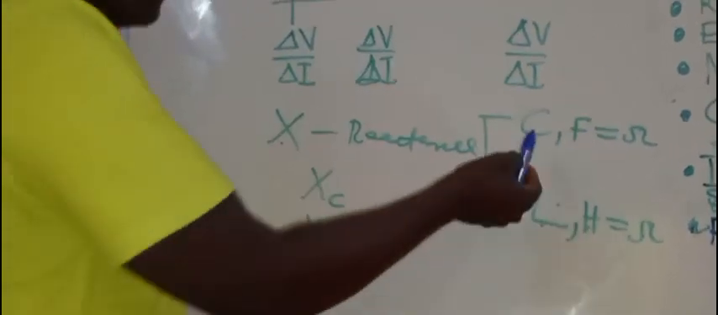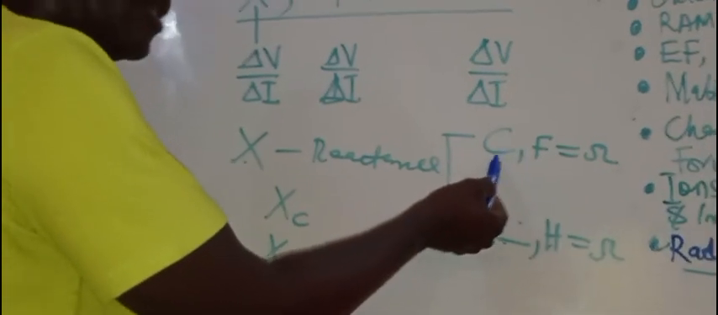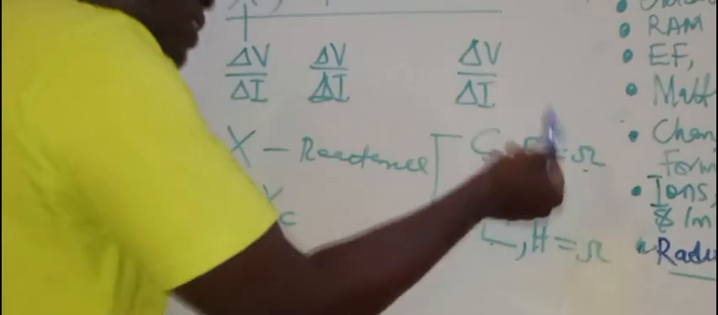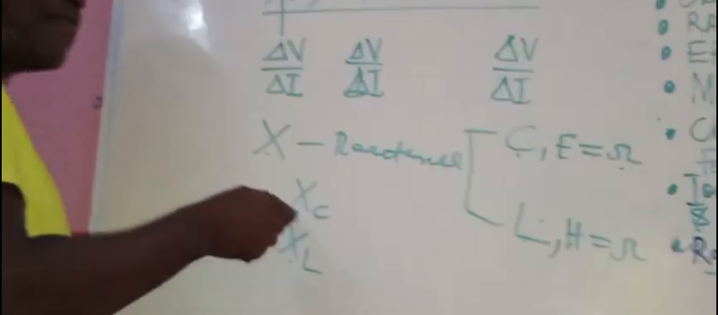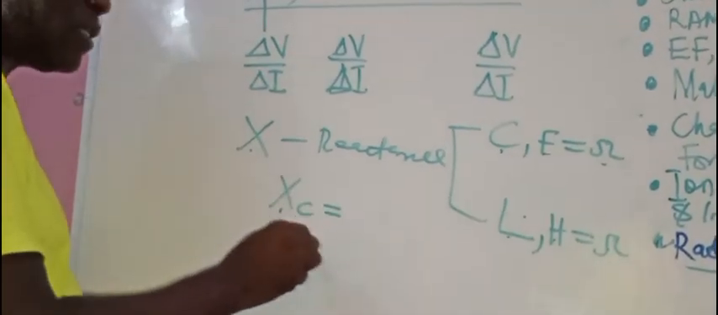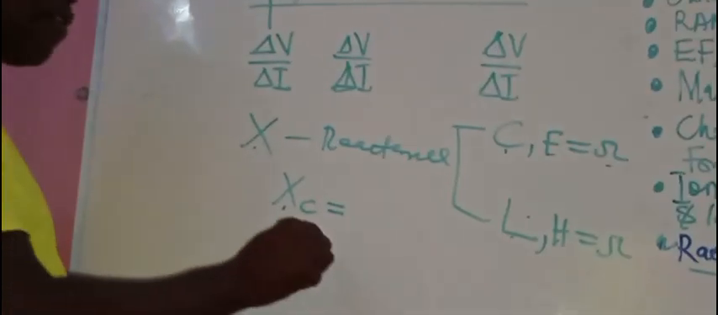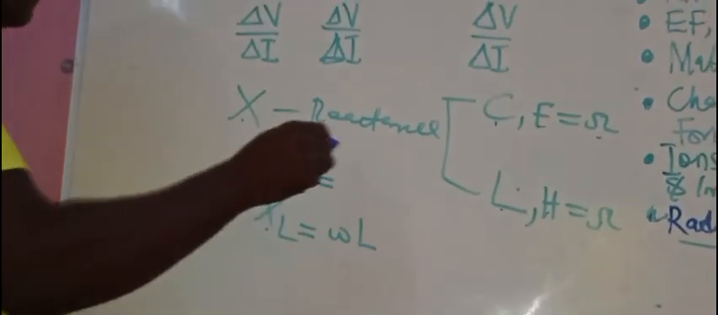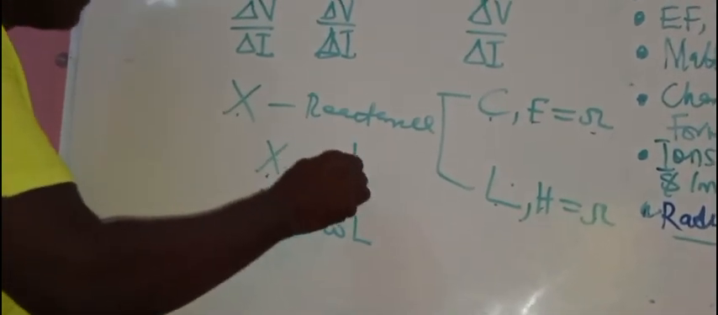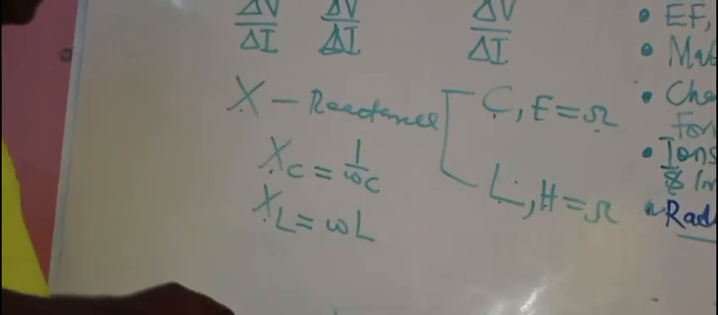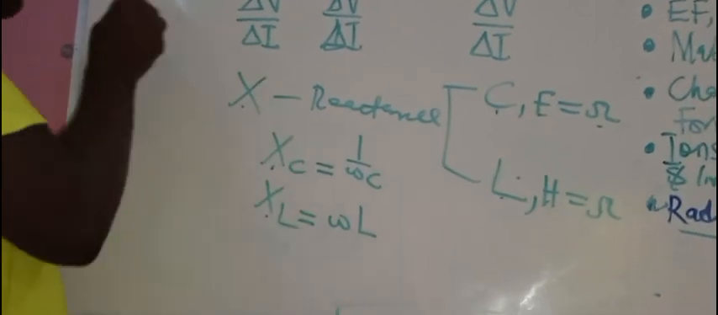When you change an ordinary capacitor's unit from farad to ohm, it now becomes capacitive reactance. So there are formulas you use for this. Look at the formula. Let me start with inductive reactance. The formula is omega L. For capacitive reactance, it is the reciprocal: 1 over omega C.